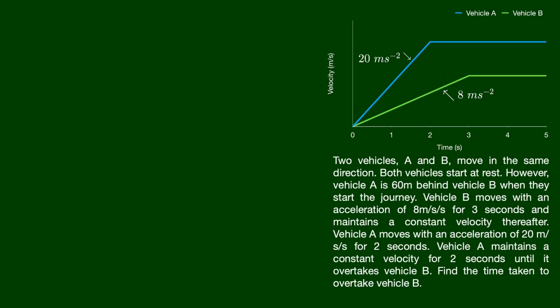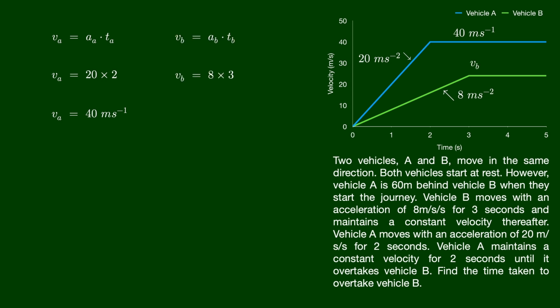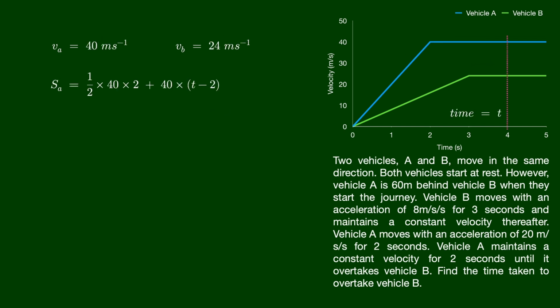Let's draw a velocity time graph for the movement of the two vehicles. We can calculate the constant velocities of each vehicle, as shown on the screen. Let's take t as the time taken by vehicle A to overtake vehicle B. We can calculate the distance traveled by each vehicle by taking the area under each curve.